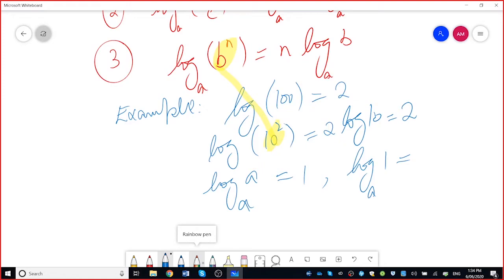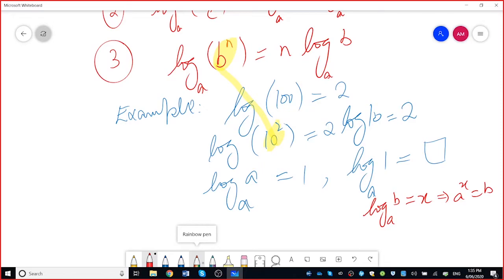Do you have the first formula, the one I asked you to write? So what should be here? We raise a to the power of this number, and it should be equal to... Let me write it again so that you don't have a problem. We said log b to the base a is equal to x. This means a raised to the power x is equal to b.